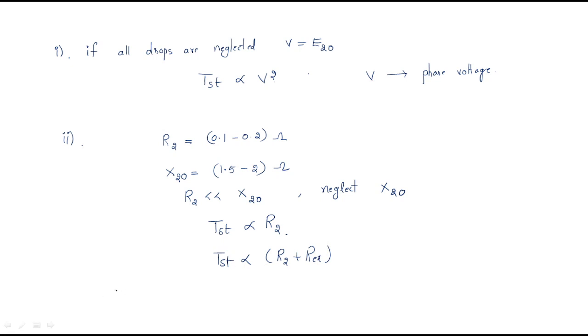Generally, in the case of a slip ring induction motor, the external resistance is already available. By adding additional resistances in the rotor, the starting torque will be improved. The starting torque will be improved.